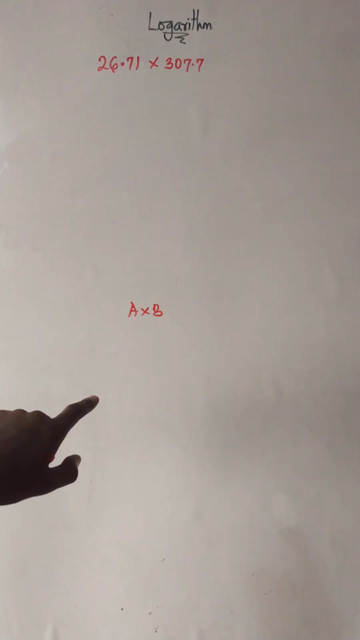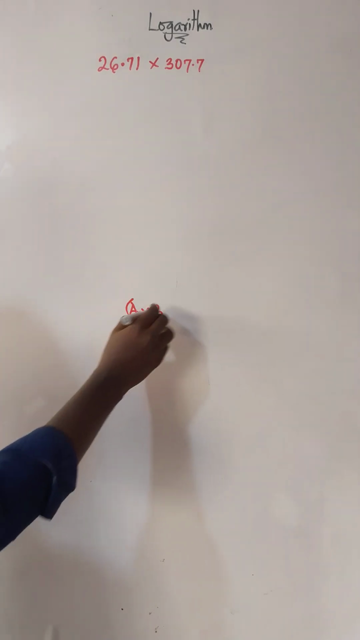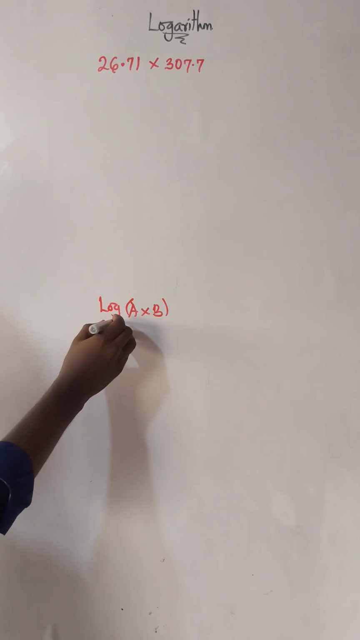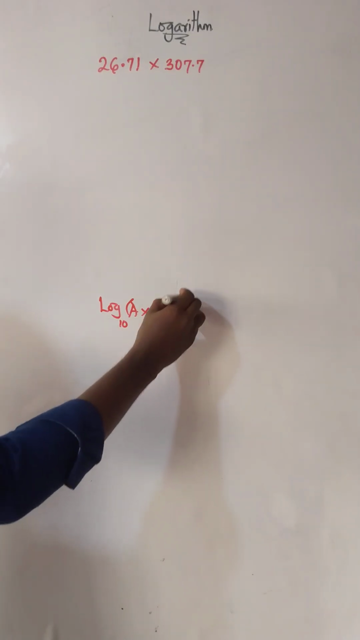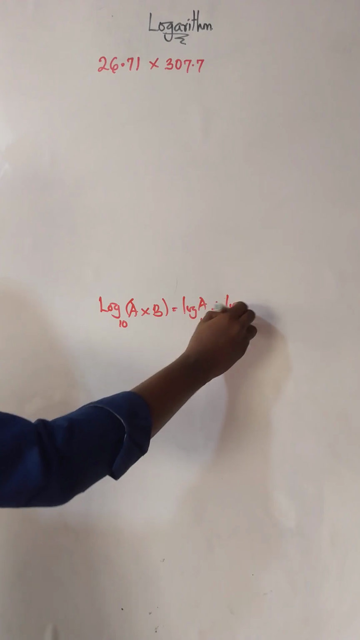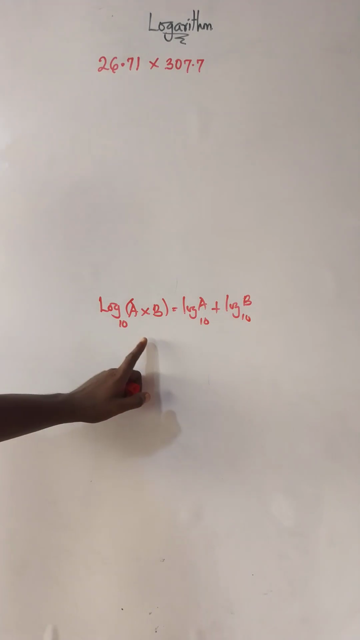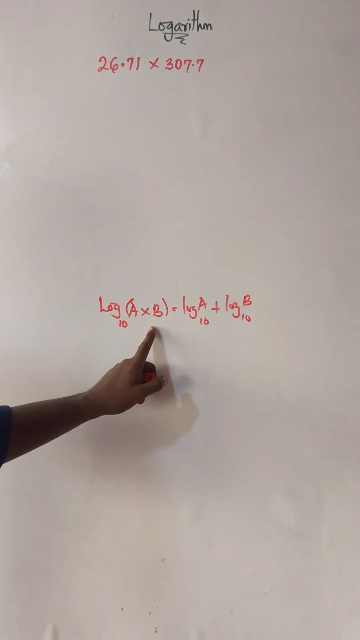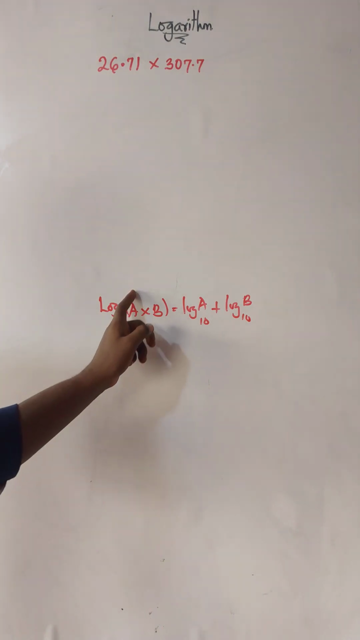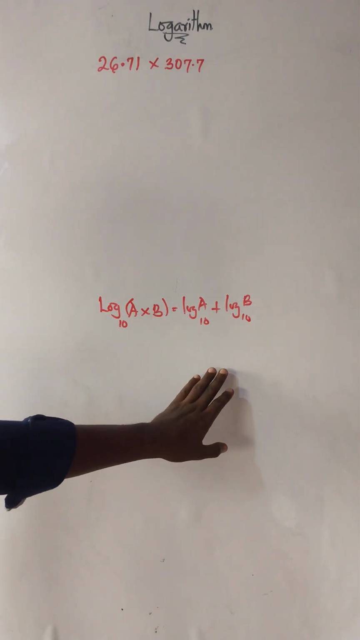Then recall, suppose we have two numbers, A times B. Instead of multiplying these numbers, if we put them in logarithm form, this is log A plus log B. So what this is telling us is that instead of multiplying, we convert to log: we look for log of A, the log of B, and we add instead. But after addition, our answer will be in logarithmic form.